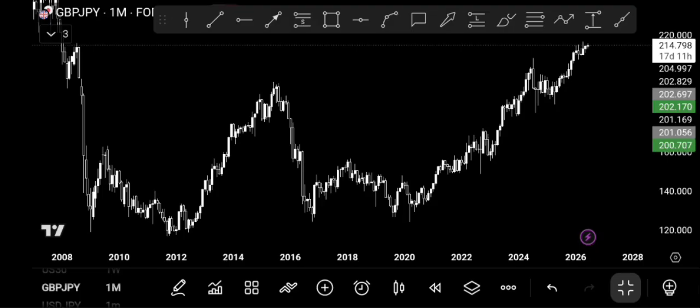Yes, a range is always valid because of the presence of liquidity. You should also write that down. How to know a valid range is because of the presence of liquidity, either the internal range liquidity or the external range liquidity. Once these two are present and it's coming from a swing high or a swing low, then you know that your range is valid.